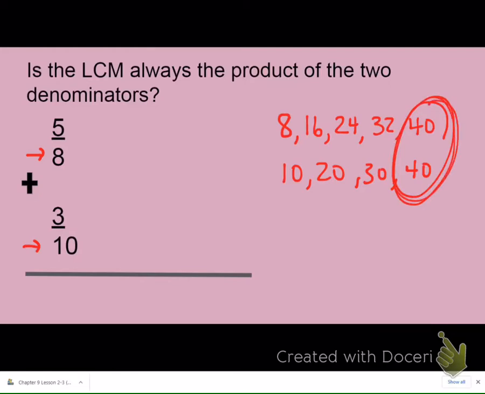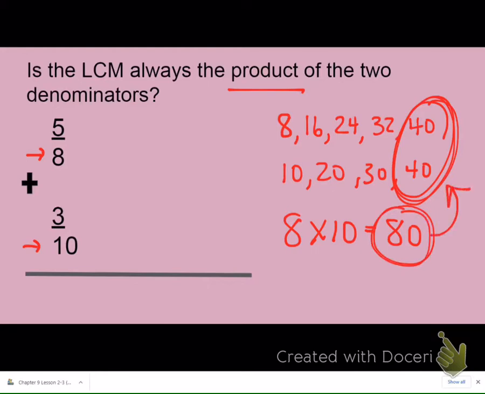So what would have happened if I had found the product of these two numbers? Well, if I had taken 8 times 10, that would be 80. So as you can see here, I have a much smaller LCM. 40 is smaller than 80. And we want to use the smallest LCM we possibly can. It'll save us simplifying after we have gotten our answer. We all like to have less work. So let's make sure we follow those directions.